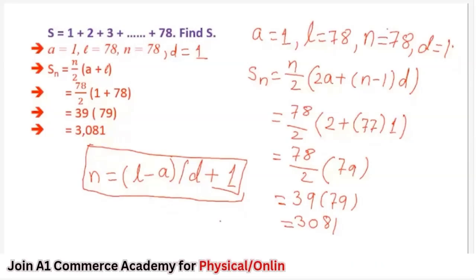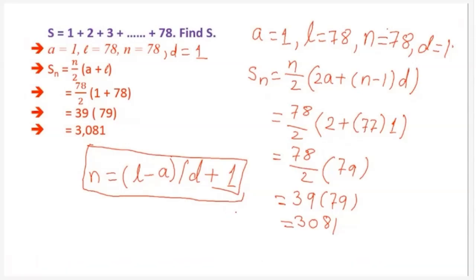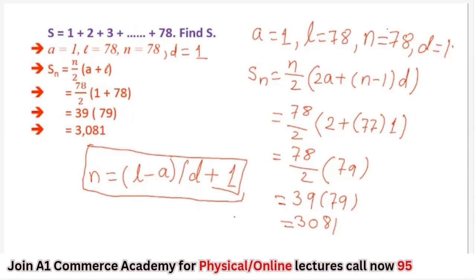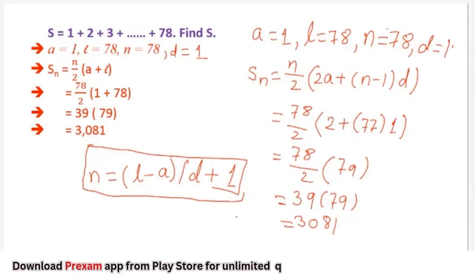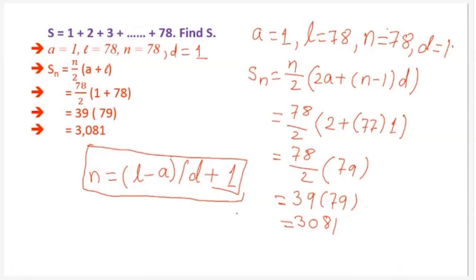इधर भी अप्लाई करके देख सकते हैं. कभी n चाहिए तो आपको n लगेगा ही आपको. तो n कैसे ढूंढेंगे? ये फॉर्मूला से ढूंढेंगे. इधर L कितना है अपना 78 माइनस फर्स्ट टर्म 1, 78 माइनस 1 77 divided by D. D is 1. So 77 plus 1 78. Okay.